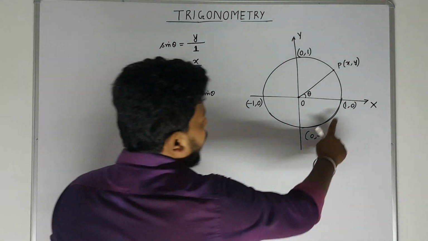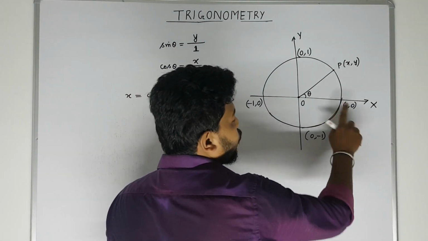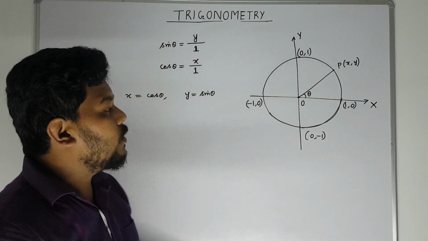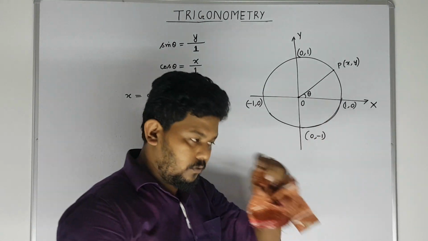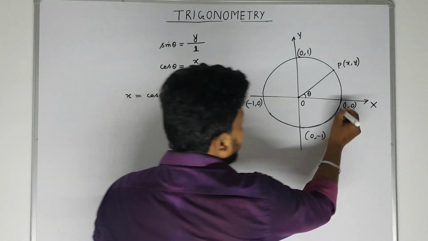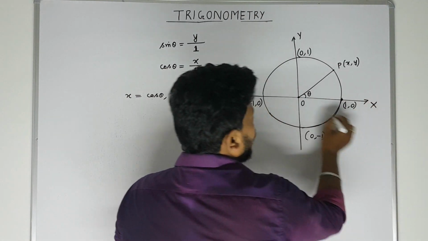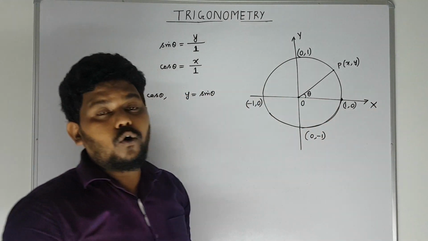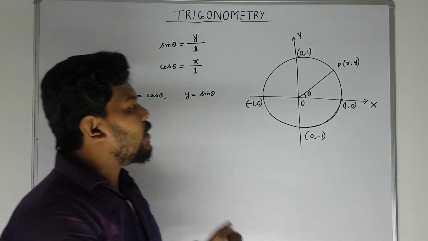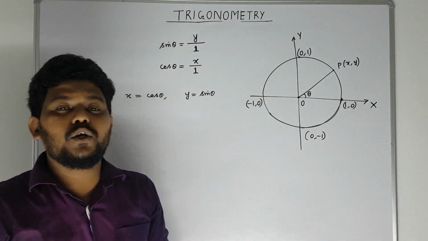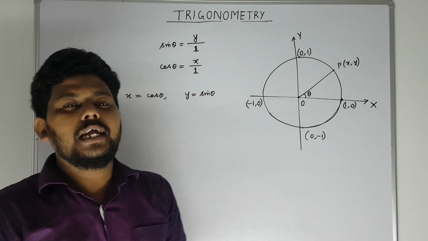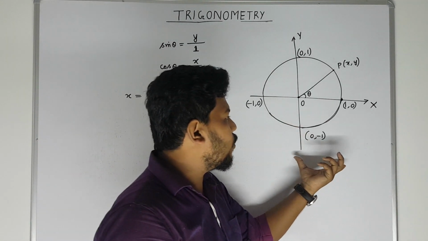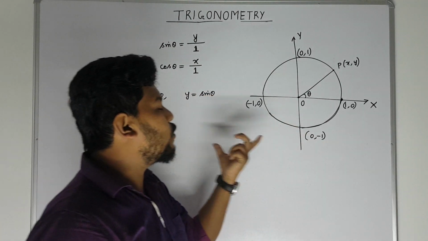Now this is your 1, 0. Now 1, 0 corresponds to cos 0 and sine 0. See here the angle formed by OX with the x-axis is 0 degree or 0 radian. Now we will convert degree into radians, otherwise it will not look good.